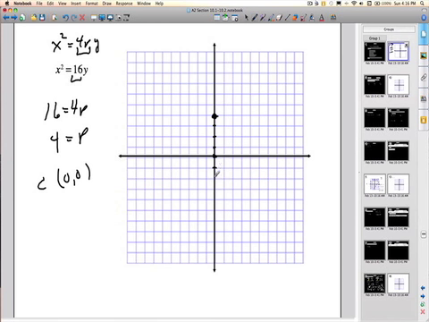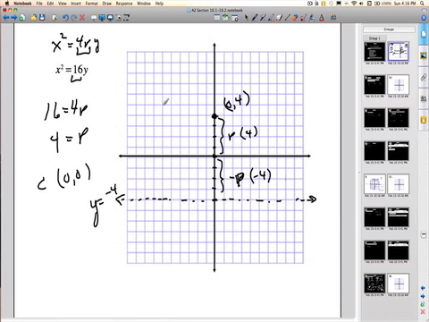And I'm going to go down 4, 1, 2, 3, 4. This is where I would find my directrix. It's going to be a line through negative 4. So my focus here is at 0, 4. My directrix is a line y is equal to negative 4. And all of this was based on the value of p. So this distance is p, which in this case was 4. And this distance was the opposite of p, which in this case was negative 4.